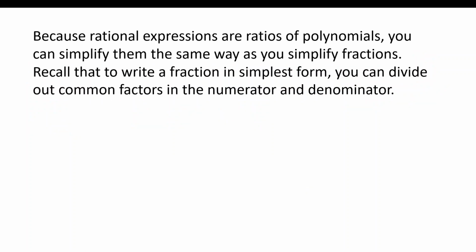Because rational expressions are ratios of polynomials, you can simplify them the same way you simplify fractions. Recall that to write a fraction in simplest form, you can divide out common factors in the numerator and the denominator. So for example, when I have a fraction that is 9 over 24, I can rewrite that 9 as 3 times 3, and 24 is 8 times 3. And notice 3 over 3 is the same as 1, so I can cancel those out, just leaving 3 over 8.